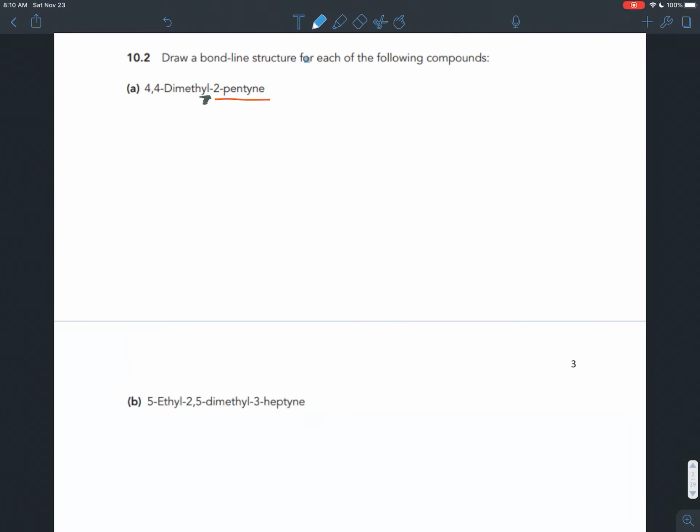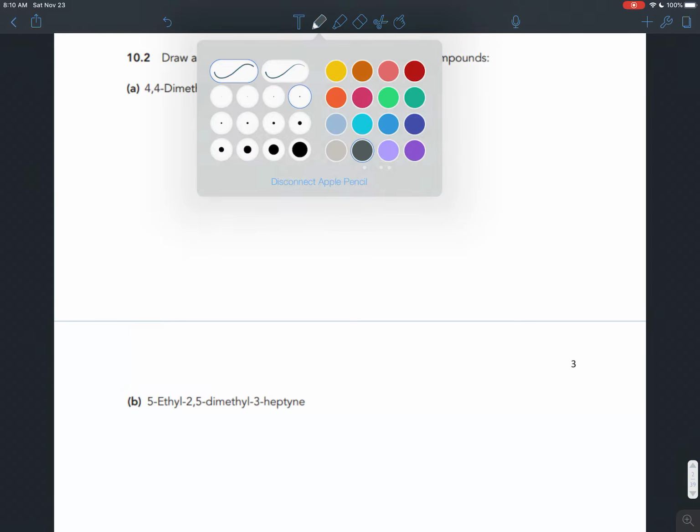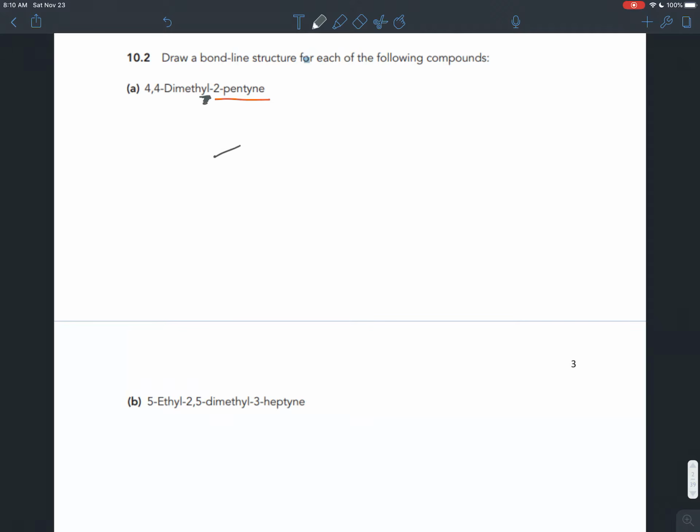So let's draw that. Now we're used to doing zigzags, so we can start with zigzags. We're just going to have to adjust that because triple bonds, alkynes, are linear. So we don't want to keep the zigzag after we draw it in. But I'm going to draw it in just as a first step, as a rough draft. So pent, 1, 2, 3, 4, 5.